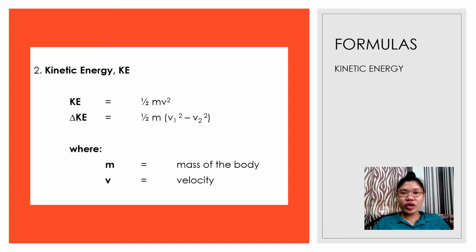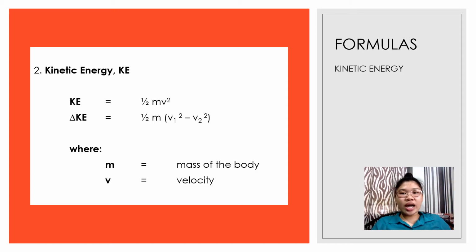Next up, we have the kinetic energy, also denoted as KE, which by definition is related to mass and velocity. As you can see, the formula is 1/2 mv squared, wherein m again is the mass of the body, and v is equal to velocity.